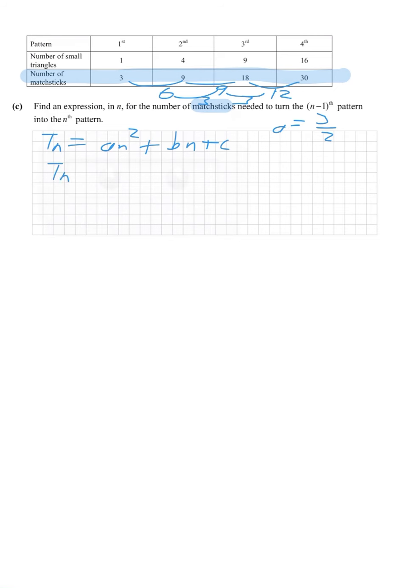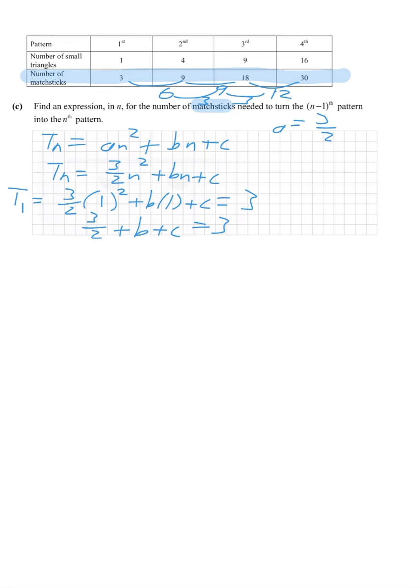So that means we have Tn is equal to 3 over 2 n squared plus bn plus c. For the first term, T1, we have 3 over 2 times 1 squared plus b times 1 plus c, and this is equal to 3, because 3 is the first term for the matchsticks. So we have 3 over 2 plus b plus c equals 3. That means b plus c is equal to 3 over 2, because 3 minus 3 over 2 would be another 3 over 2.